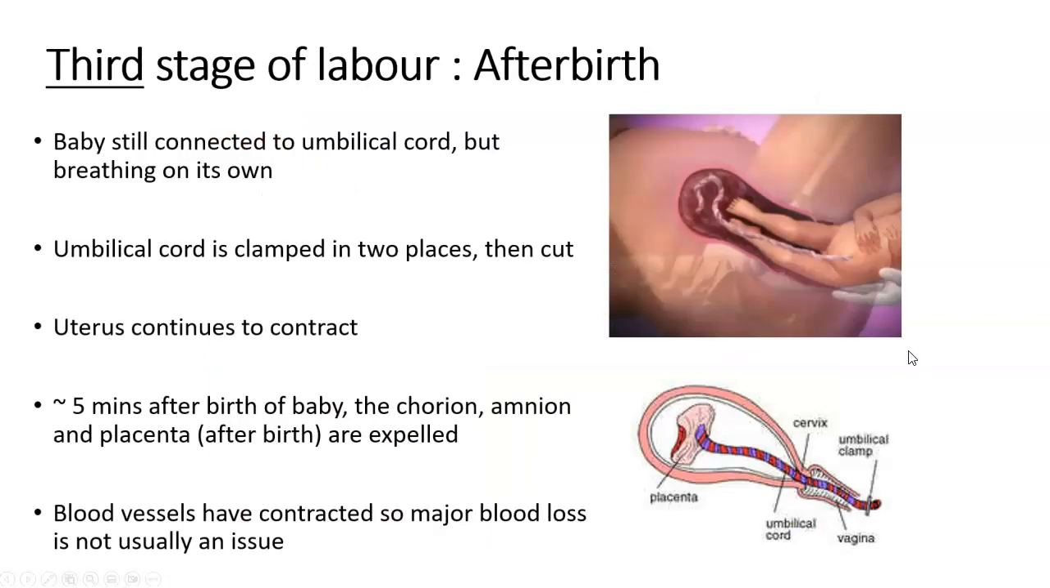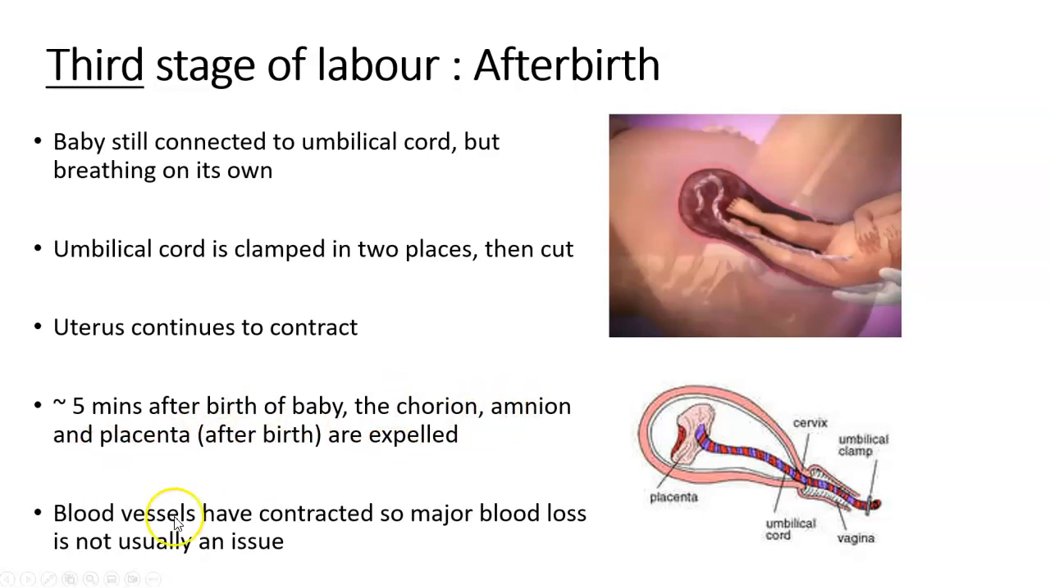Okay, so the third stage of labour is the afterbirth. So once the physical baby has left the uterus, the placenta is still attached onto that uterine wall. So the baby is connected to the umbilical cord, and it's external of the uterus. So what happens is the umbilical cord is clamped in two places, and then it's cut, and the uterus will continue to contract.